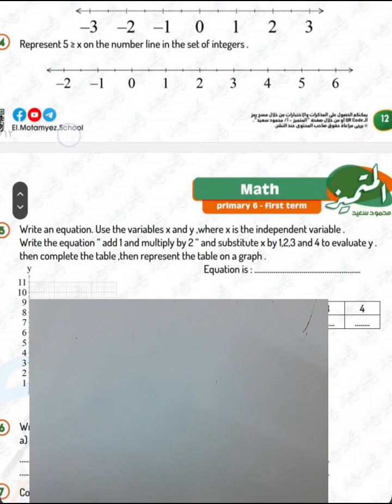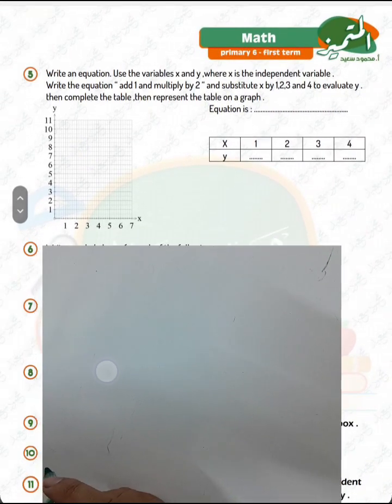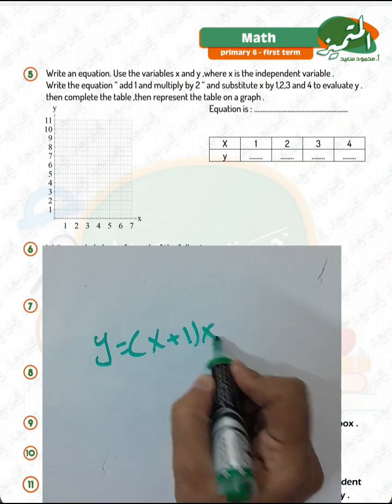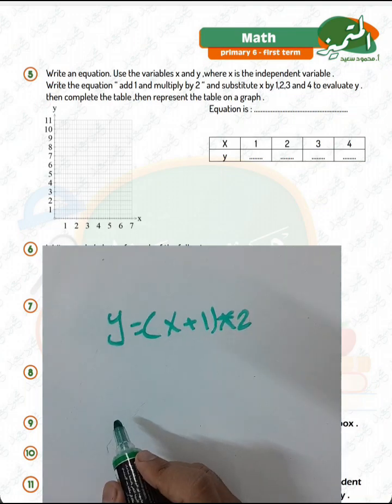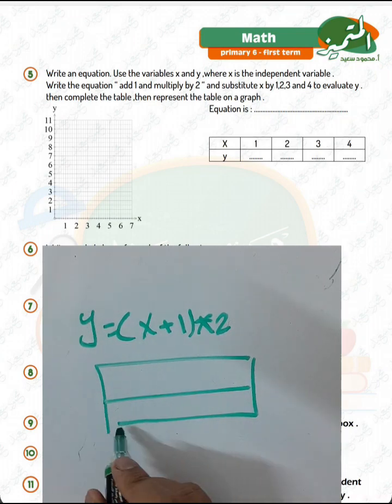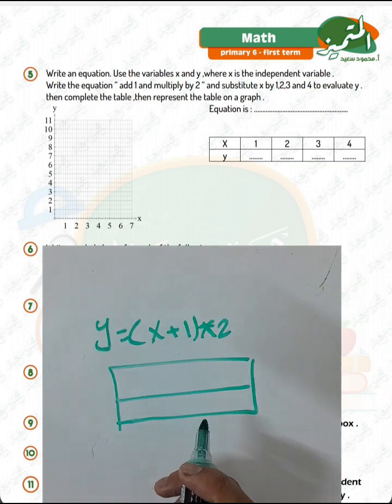Next question. Write an equation using variables. The rule here is add 1 and multiply by 2. You can write y equals (x plus 1) multiplied by 2. It's the rule, the equation. And then draw the table here. Add 1 and multiply by 2.